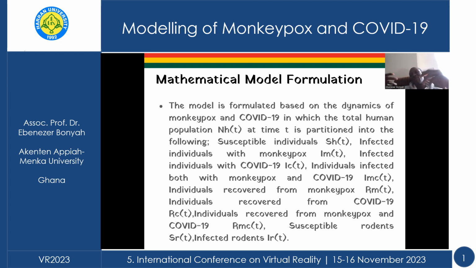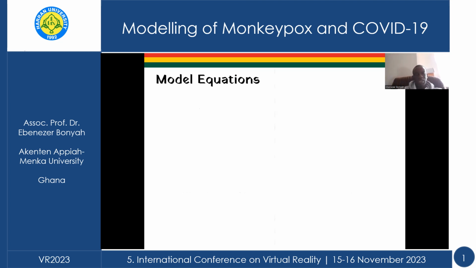So in this model, we have the following sub-compartments: susceptible individuals, infected individuals with monkeypox, infected individuals with COVID-19, and IC, infected individuals with both. That's what you call the co-infected, the individual having the two diseases at the same time. The individual recovered from monkeypox RM, individual recovered from COVID RC, individual recovered from both RMC, and the susceptible rodent RS, and then infected rodent. Okay? So this is the model description for my study.